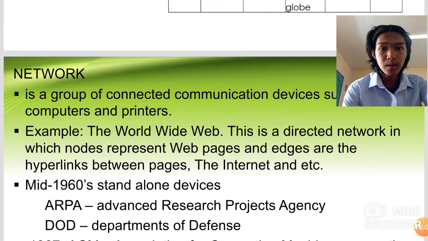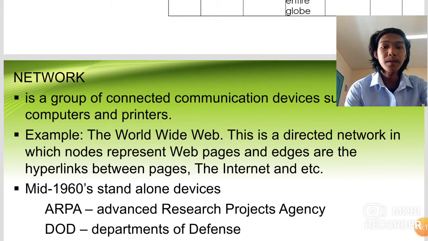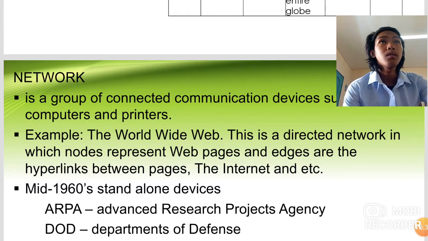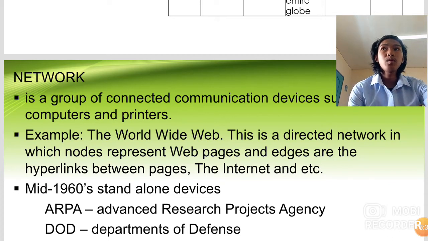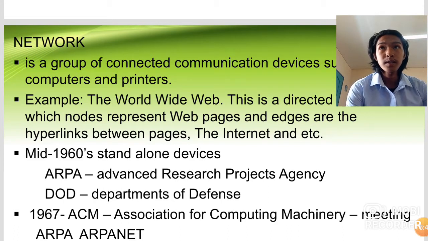Okay guys, network. Network is a group connected communication device such as computer and printers. Example ng network is yung World Wide Web. This is a direct network in which nodes represents web page and edge are the hyperlinks between page the internet. Ito naman yung example niya, guys, yung network, yung World Wide Web, yung connect sa buong mundo. Okay. Next.